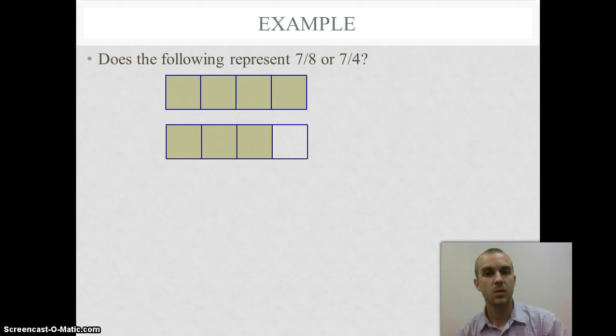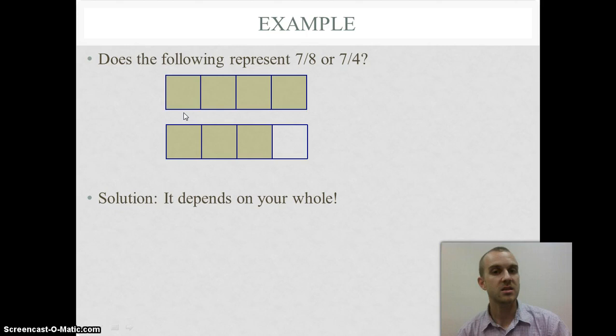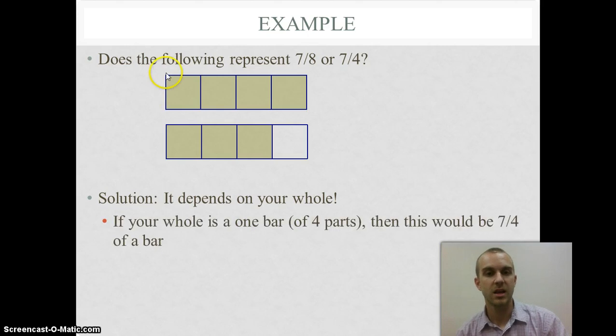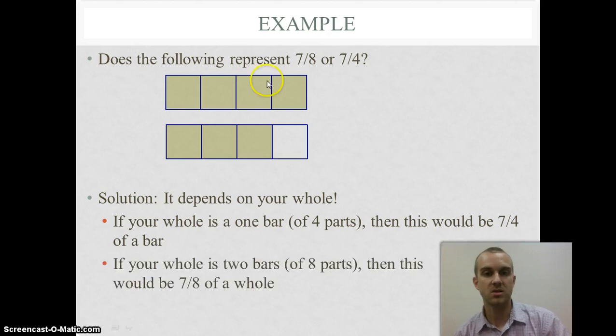Now, context again is very important, because we look at this image and we have to ask ourselves, is this 7/8 where my whole is all the boxes, or is this 7/4 where a whole is represented by one rectangle? And the thing is, it depends. It's all about that context. If I say that my whole is everything in the picture, I have 7 of the 8 pieces shaded in. But if I say that my whole is just one line here, that's 4 out of 4 plus 3 out of 4. In other words, 7 parts if my whole was 4.